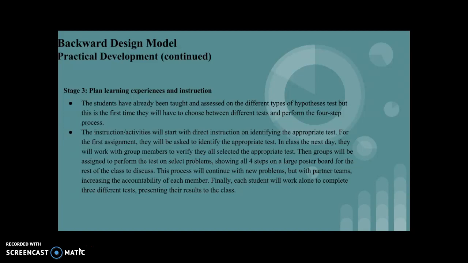So their first assignment is to go home that night and to identify the appropriate test. The next day in class, they will work with group members to verify they all selected the appropriate test. Then groups will be assigned to perform the test on select problems, showing all 4 steps on a large poster board for the rest of the class to discuss. This process will continue with new problems, but with partner teams, increasing the accountability of each member. Finally, each student will work alone to complete 3 different tests, presenting the results to the class.